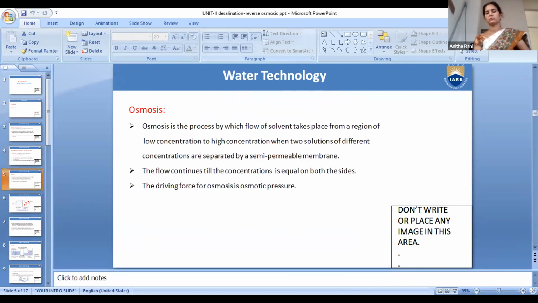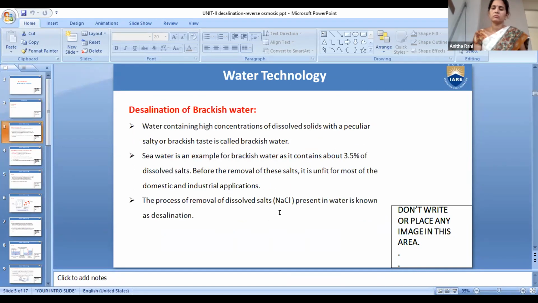Students, are you there? Yes, ma'am. Tell me, what is desalination? They will ask you what is desalination. What will you write? What is meant by desalination? The process of removal of dissolved salt. What are we removing? NaCl. The process of removal of dissolved salt NaCl present in water is known as desalination.